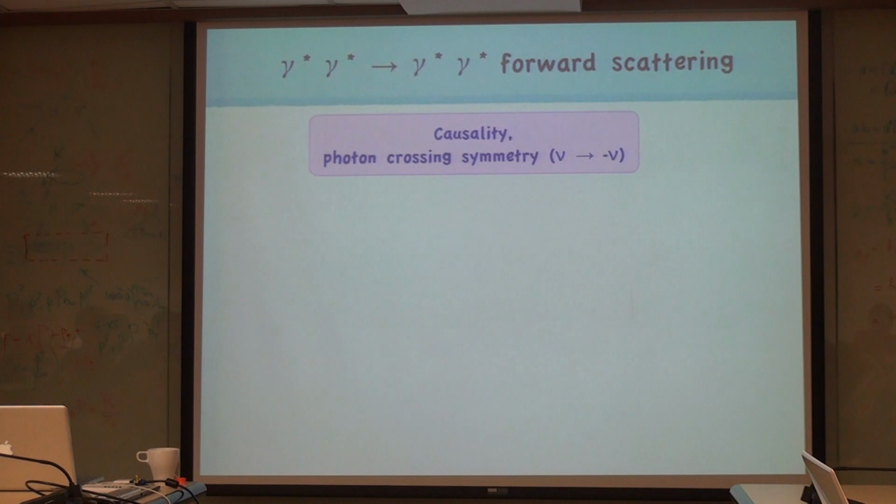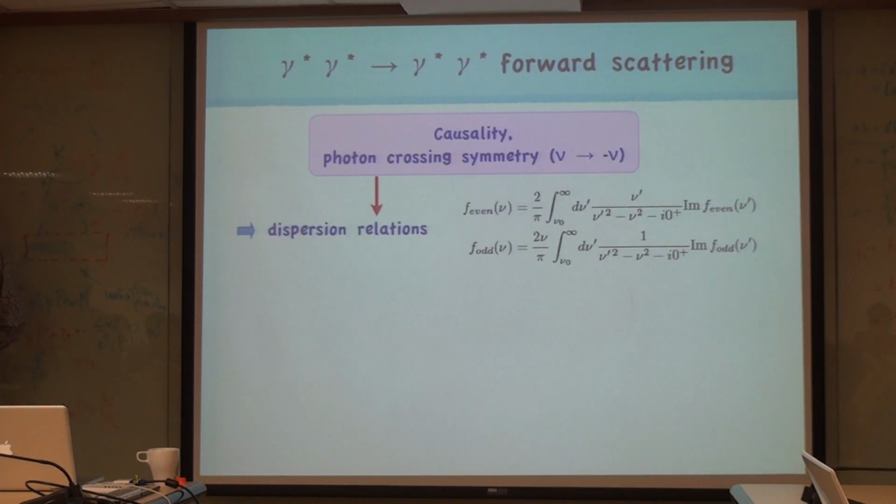Typically you do this by causality, and you write down dispersion relations. So we have amplitudes which have a definite behavior under photon crossing, so which are either even or odd under this when you change the energy variable. And then, depending on which case you are, you can write down a dispersion relation, as you know from quantum mechanics, so you relate the imaginary part of an even or odd amplitude to its real part as an energy integral. The only difference between this even and odd is that the powers here will be different.